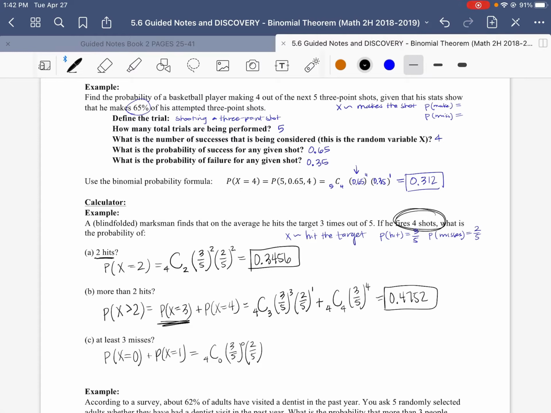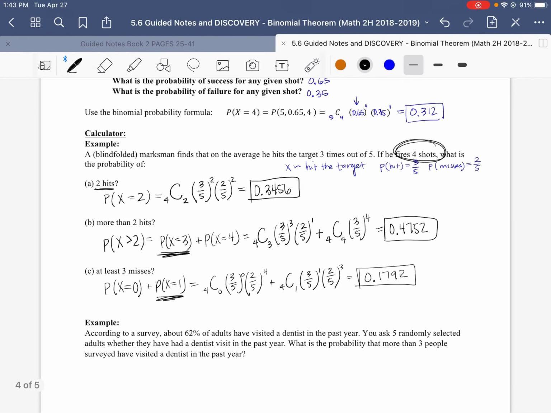Probability of missing, we raise that to the 4th power. Plus we go 4, choose 1 for the 1 hit. And we do the probability of success for one of them times the probability of failure for the rest of them. And you can plug that whole thing again into your calculator, 4, choose 0, and so on and so forth, and you should end up with 0.1792. I would plug it in and make sure that you end up getting the same thing there. Okay.